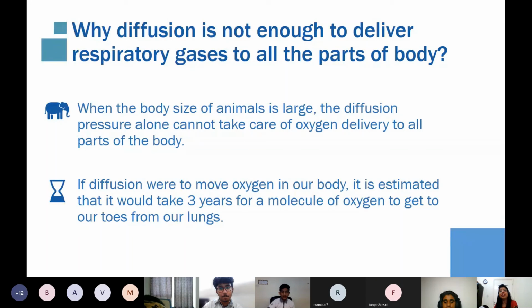Diffusion is a slow process, and we are multicellular organisms whose energy requirement is very high. Suppose we think, let oxygen come to my body slowly by diffusion, and I will not use my respiratory system. In that hypothetical situation, it would take one molecule 3 years to go from your toe to your lung by diffusion, and by that time we would die. We cannot even survive for 3 hours.